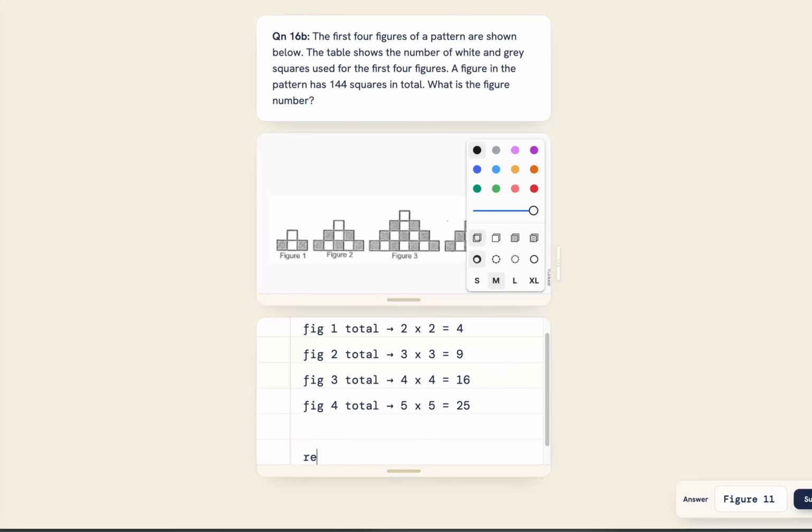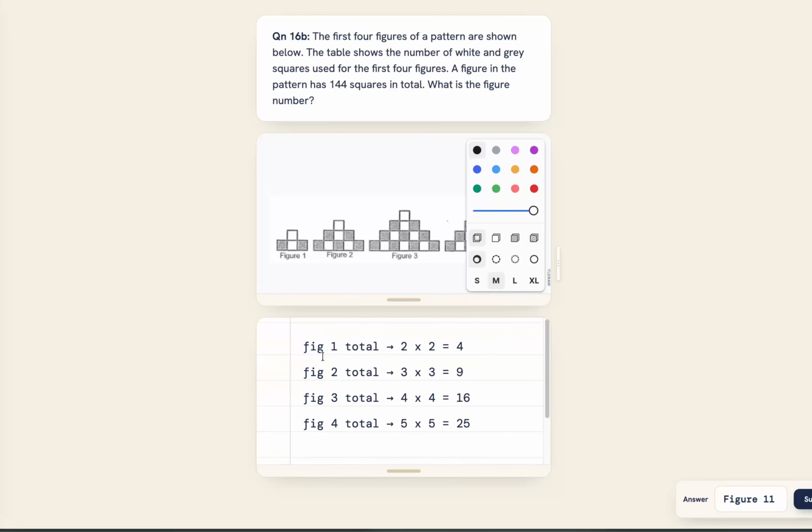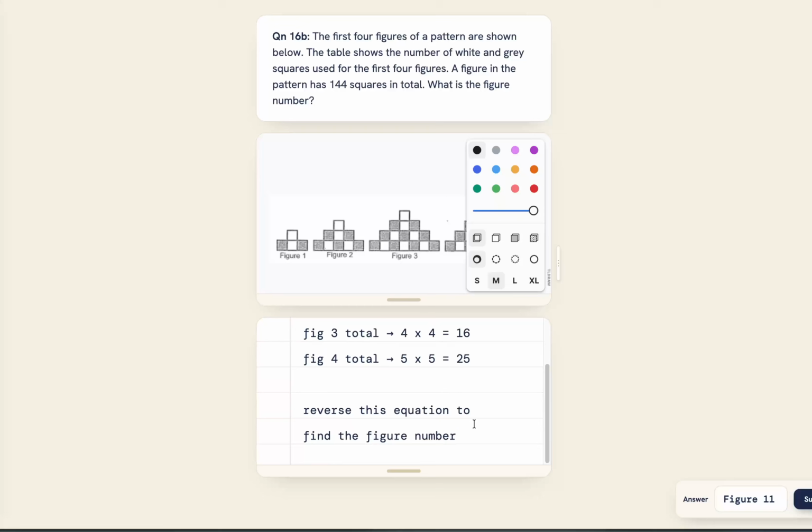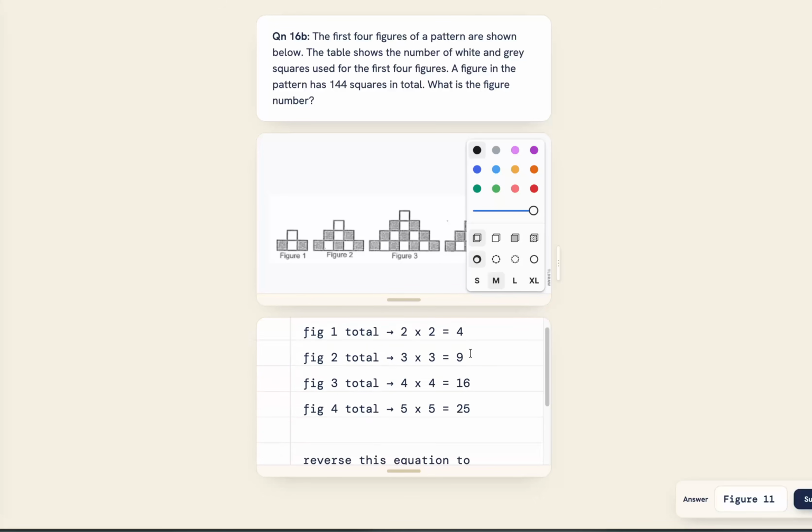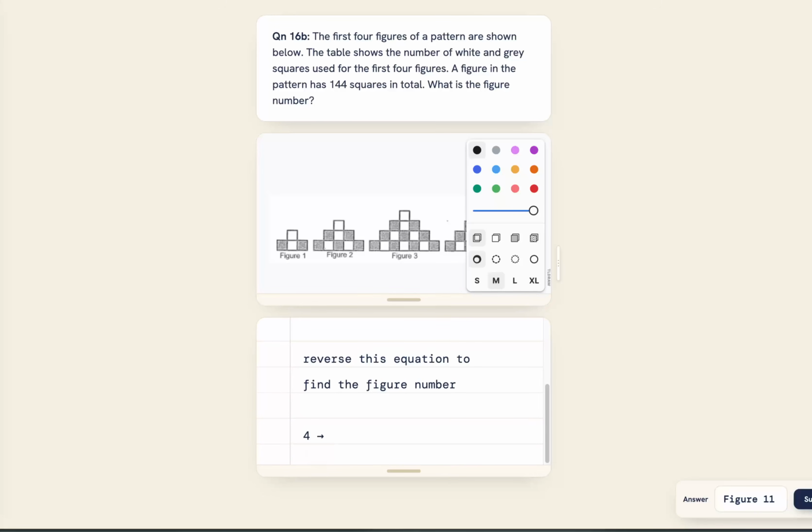So we want to reverse this equation to find the figure number. So essentially, figure 1 total is 4, right? Then same thing. If you have done this before, we can actually use the square root of 4, which is equal to 2. But what we are missing to find figure 1, we need to just minus 1. So if you were to do this for everything, for 9, it's the square root of 9. This will be 3 minus 1, which is figure 2.